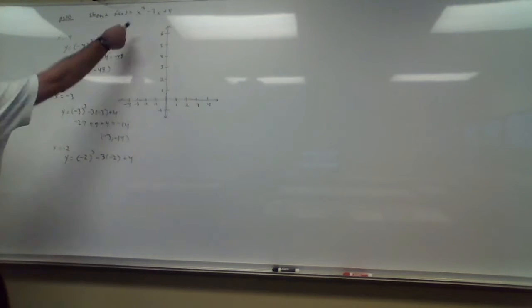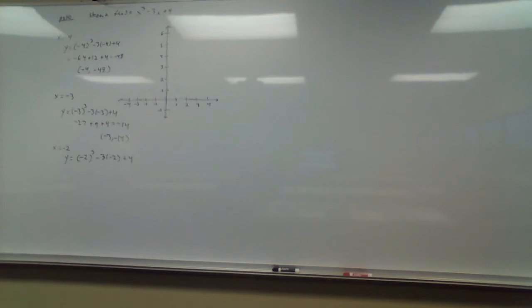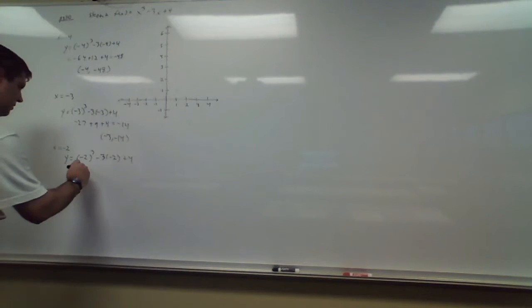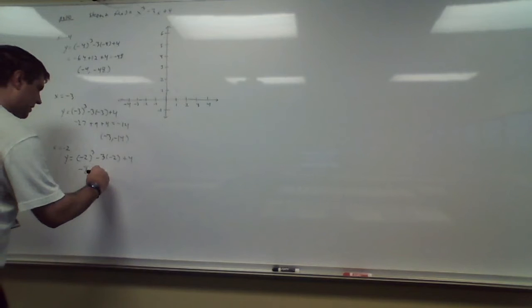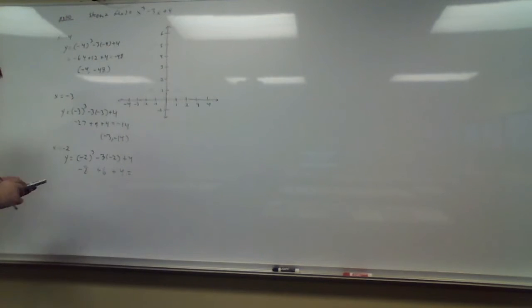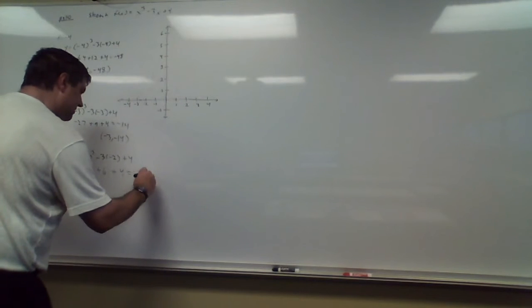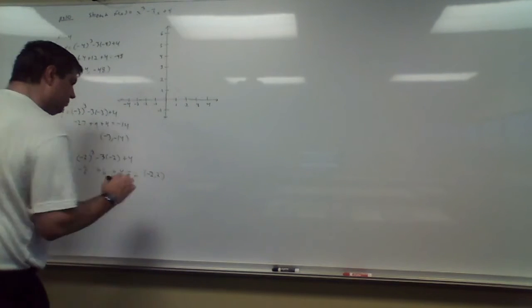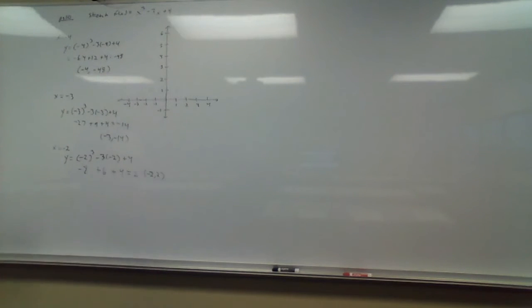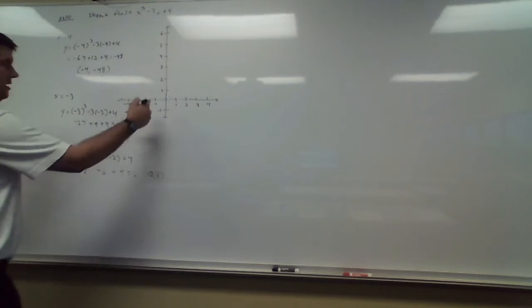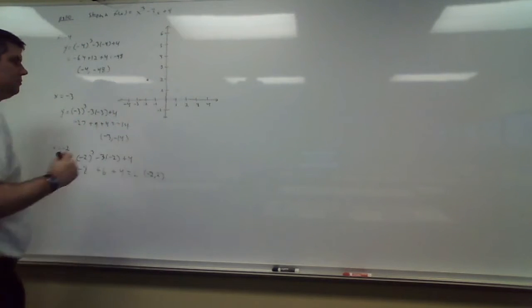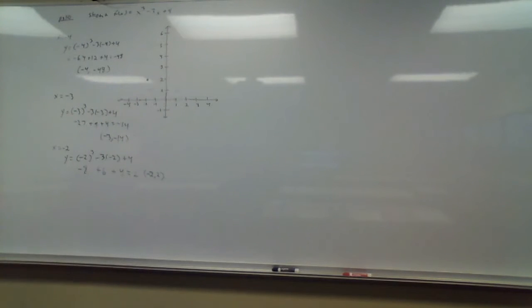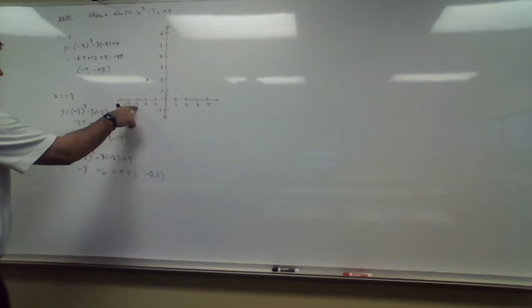So everywhere where I see an X, I stick in a negative 2. That's negative 8. That's 6. That's plus 4. So negative 8 plus 6 plus 4 is 2. So that's negative 2, 2. If you want, you can plot it at this time. Negative 2, 2. All right, so negative 4, negative 3, negative 2.